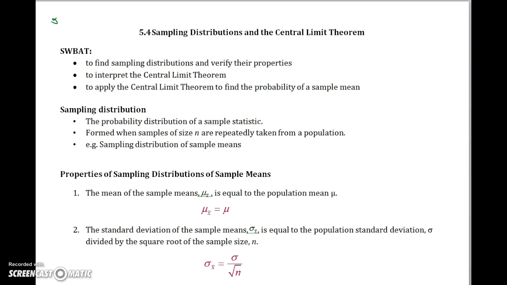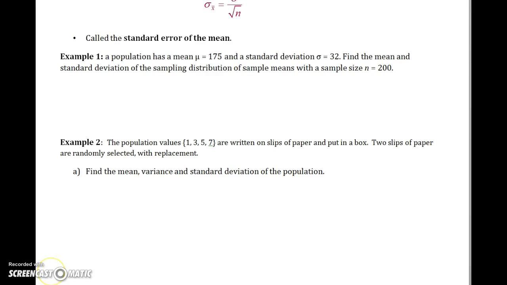So the standard deviation of your sample mean, written with an x bar right here, is going to be equal to the population standard deviation divided by the square root of the sample size n. And that is also known as the standard error of the mean.